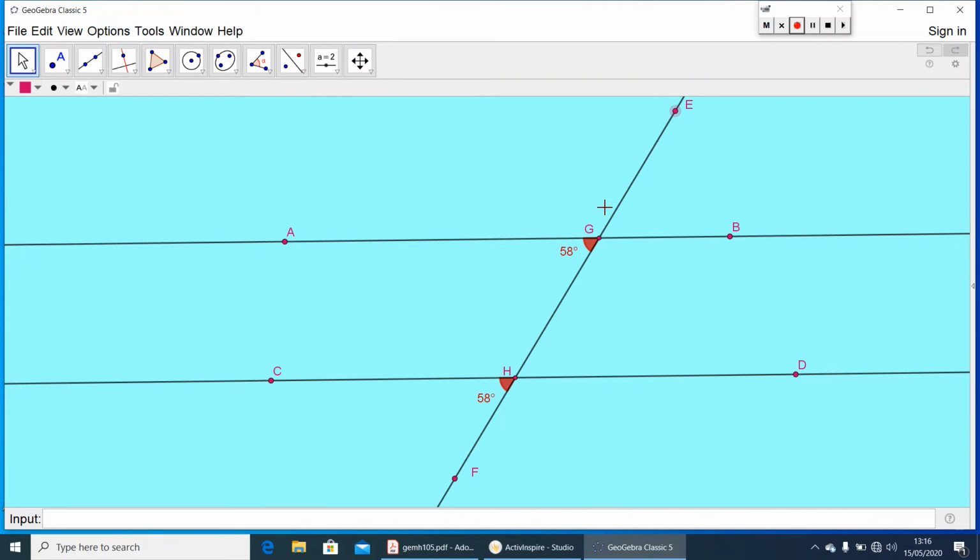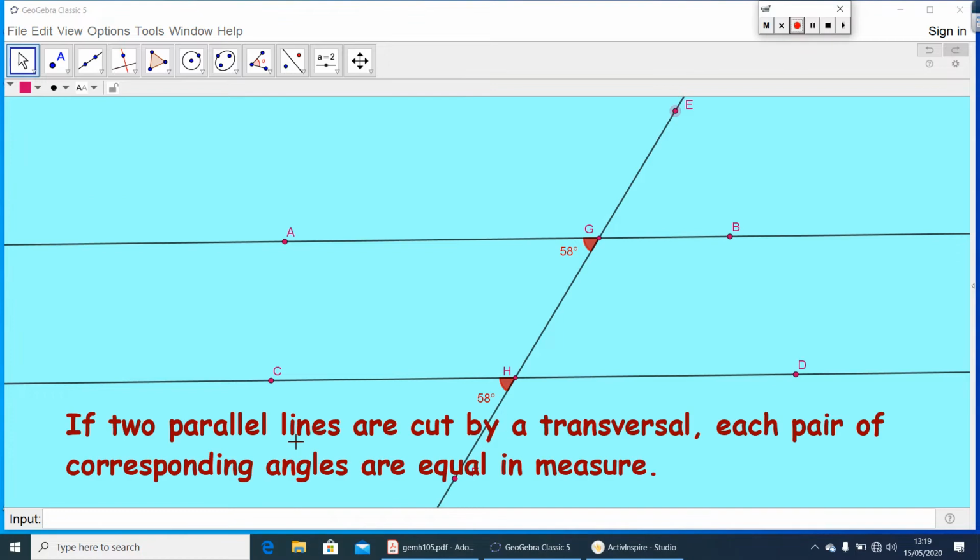So we can conclude, if two parallel lines are cut by a transversal, each pair of corresponding angles are equal in measure. So draw this figure and write the statement. First draw a pair of parallel lines, draw a transversal, take any one of the corresponding angles and measure it, and write down, and you can find it out. If two parallel lines are cut by a transversal, each pair of corresponding angles are equal in measure.